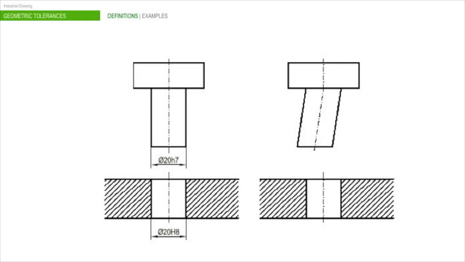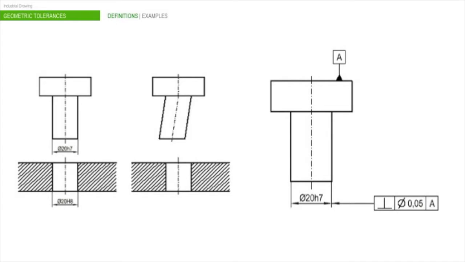Sometimes the dimensional tolerances are not enough to ensure the function of a part in a mechanism. We can see in this image that the dimensions are not enough to ensure the fit. So we add some information that complements dimensions. It is known as GD&T, geometric dimensioning and tolerancing.